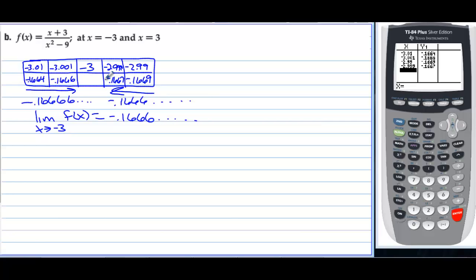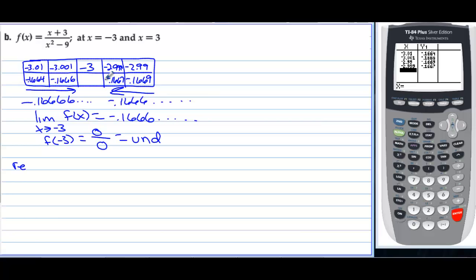Now to finish it up, we need f of -3. There still could be a removable discontinuity here, or it could just be continuous, because the limit's good. We got a good limit. Now do we get a good function value? Well, -3 plus 3 is 0. -3 squared is 9. 9 minus 9 is 0. 0 divided by 0 is undefined. So the function value doesn't exist.